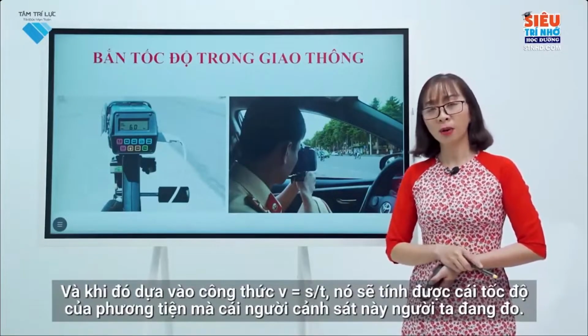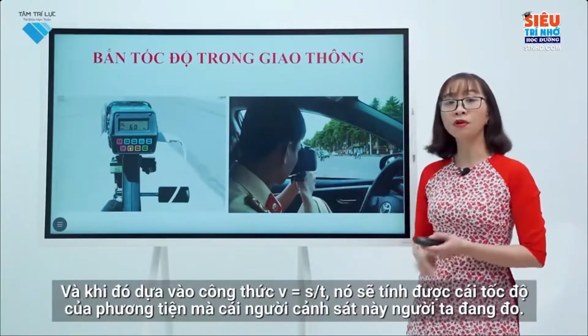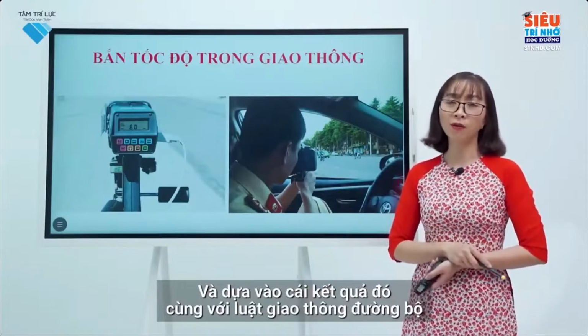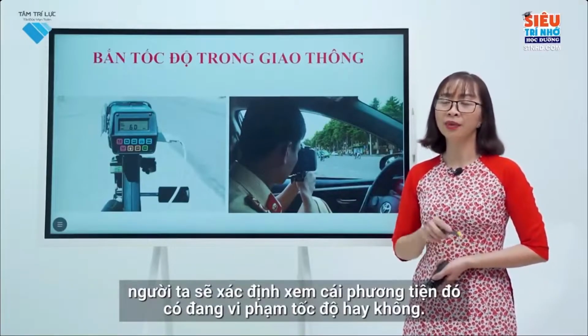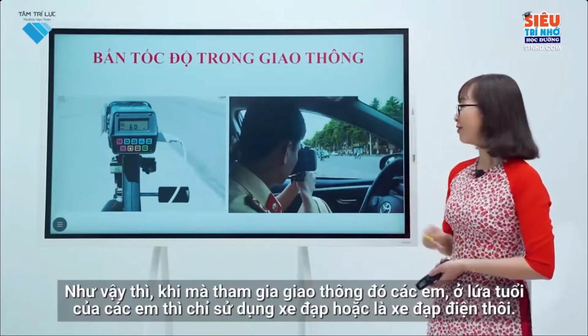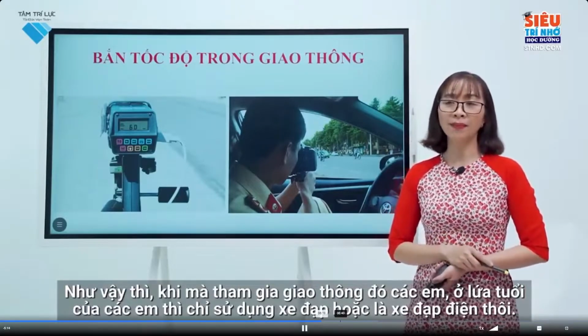And then, based on the formula V equals S over T, it will calculate the speed of the vehicle that this policeman wants to check. And based on this result, along with the law on road traffic, they will determine whether that vehicle violates the speed limit or not. So when participating in traffic at your age, you should use only a bicycle or e-bicycle.